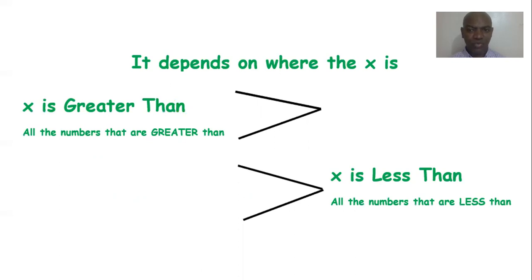It all depends on where the X is. So X is greater than. If the X is on that side of the inequality sign, you say X is greater than. You can also say all the numbers that are greater than. So you can see this arrowhead is pointing towards the right. And if you are reading from right to left, you will say all the numbers that are greater than. But if the X is on the right side and you are reading from right to left, you will say X is less than.